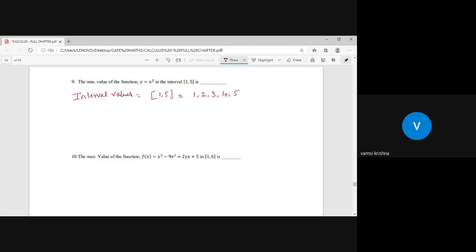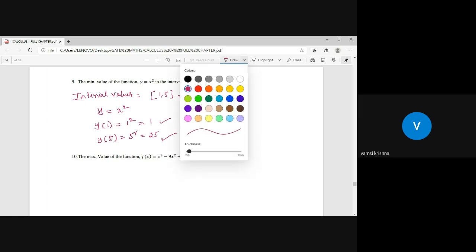And let us substitute one by one. Given function is y is equals to x square. Y is nothing but f of x. So let us take lower value, y of 1. That means in place of x I am substituting 1 here. So 1 square you will get as 1. And here y of 5 is equals to, I am substituting last value, 5 square, that is 25. So the min value is 1 and the max value is 25. So no problem at all. You can substitute here like this for intervals.